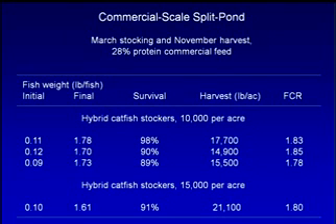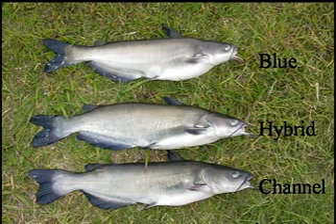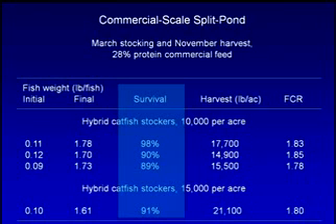Production trials in a commercial-scale split pond system have shown that it is possible to grow upwards of 21,000 pounds per acre of hybrid catfish. Researchers have found that the hybrid catfish, which is a cross between a female channel catfish and a male blue catfish, adapt well to these high-density production conditions.